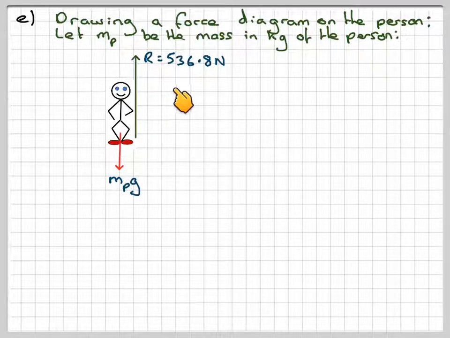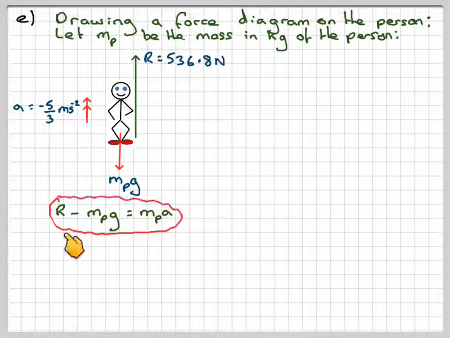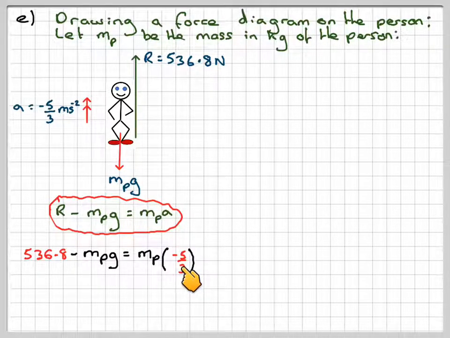We're told that reaction is 536.8 newtons. We are in the last part of the journey, so the acceleration is minus 5 over 3 meters per second squared. So drawing a diagram is very, very important. So the equation of motion will be R minus MP g, the mass of the person times the gravity, is equal to the mass of the person times the acceleration. So 536.8 minus MP g is going to be MP times the acceleration, which is minus 5 over 3.